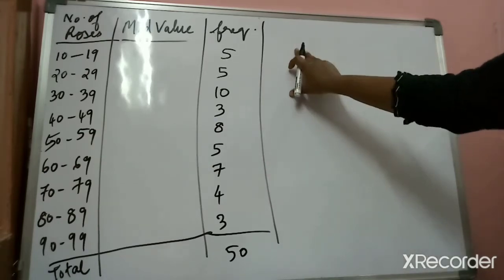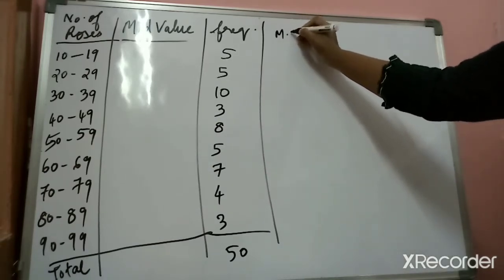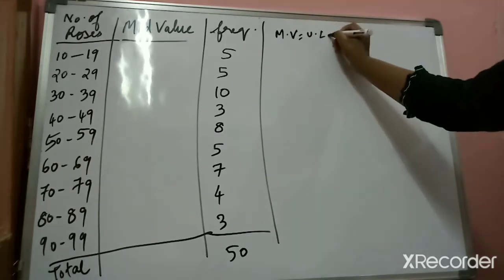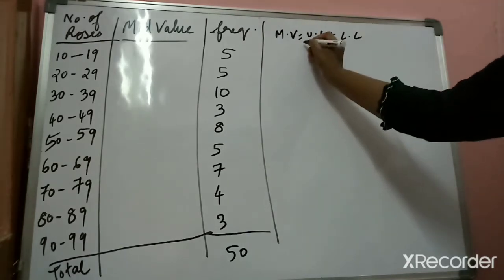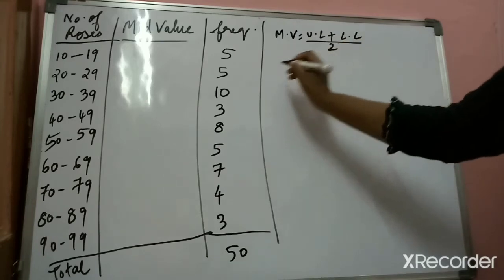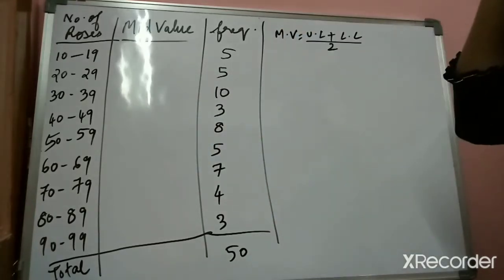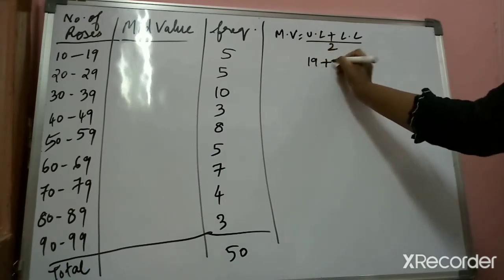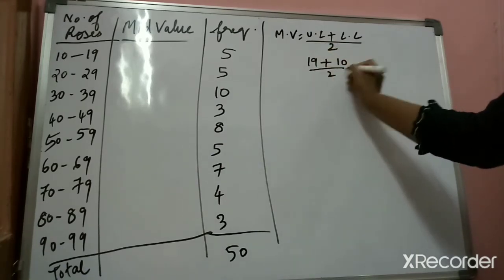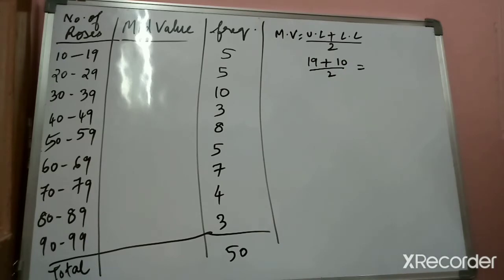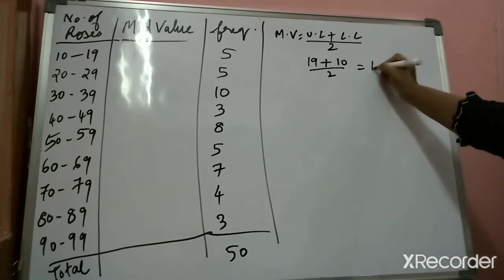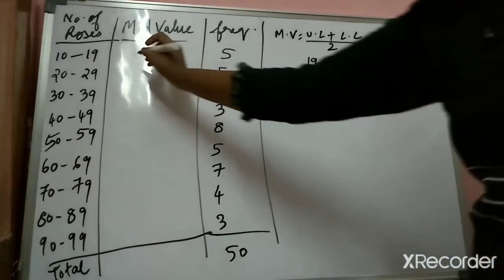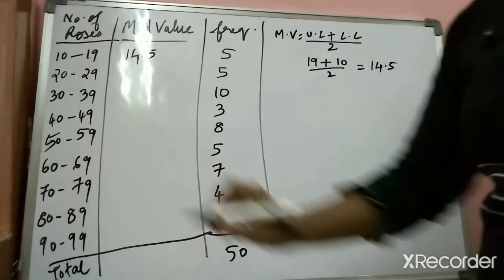Now the mid value formula, again I am writing it down. Mid value is equal to upper limit plus lower limit divided by 2. Now I am taking my first class as 10 to 19. So what is my upper limit? It is 19 plus lower limit 10, divided by 2, it would be 19 plus 10 divided by 2 is equal to 14.5. So here you have to write it as 14.5.